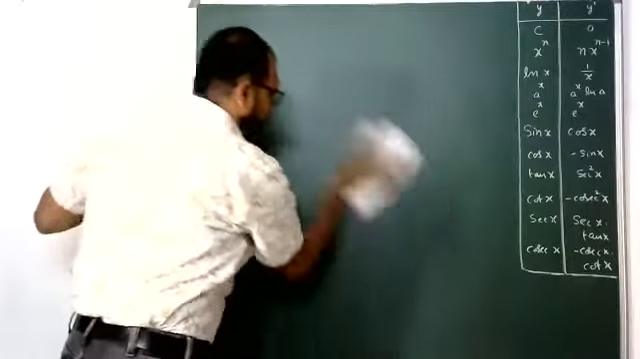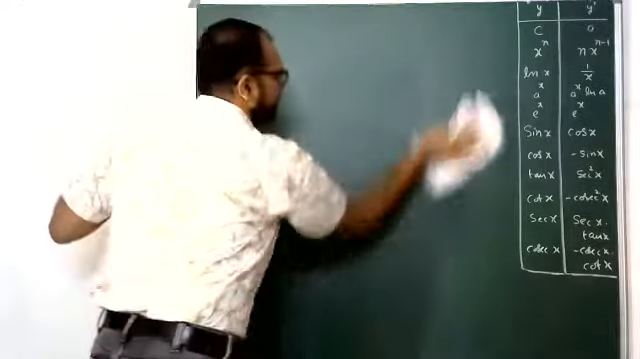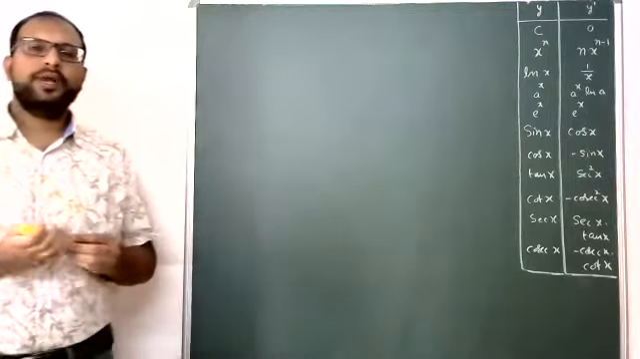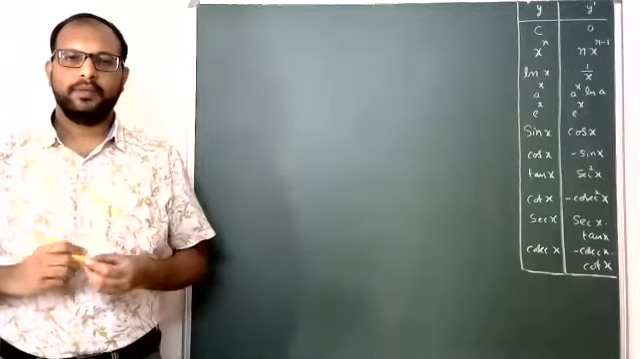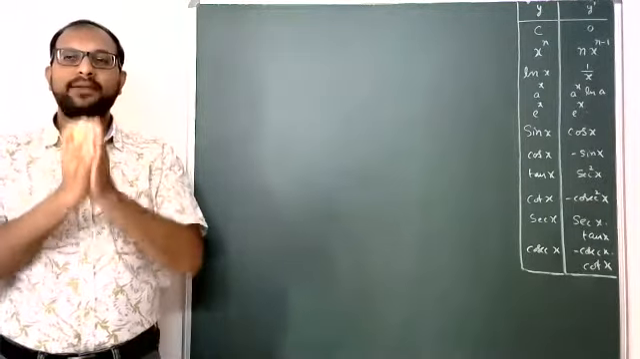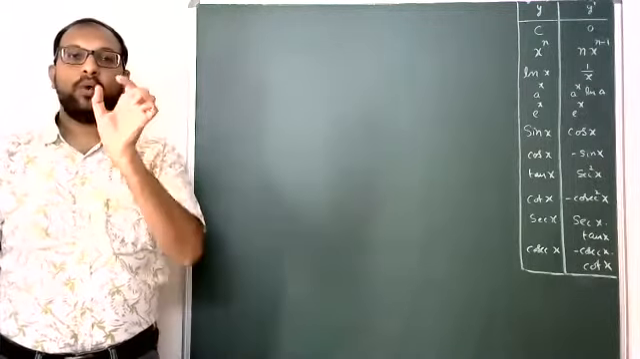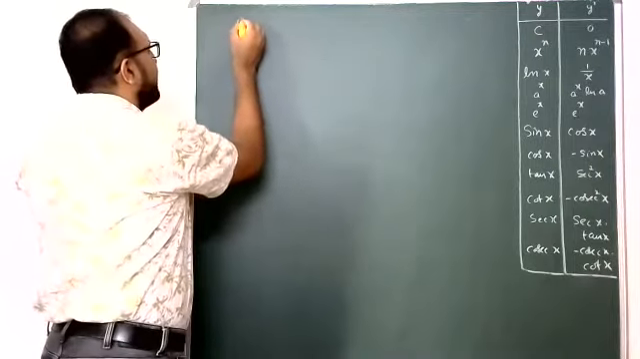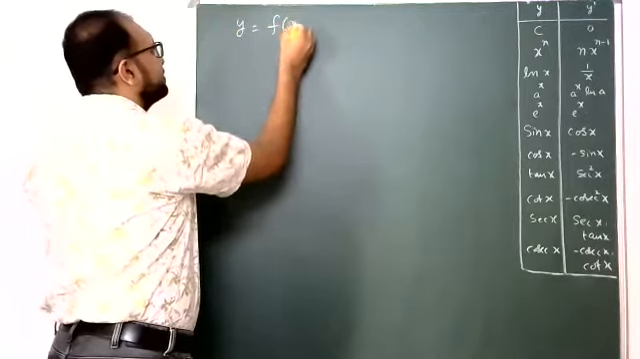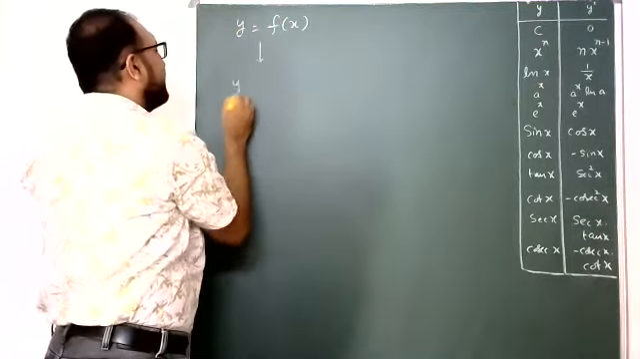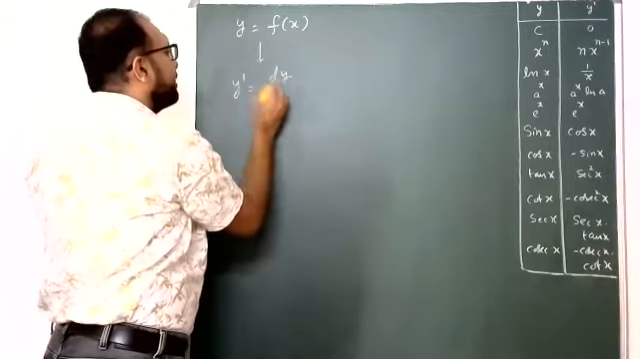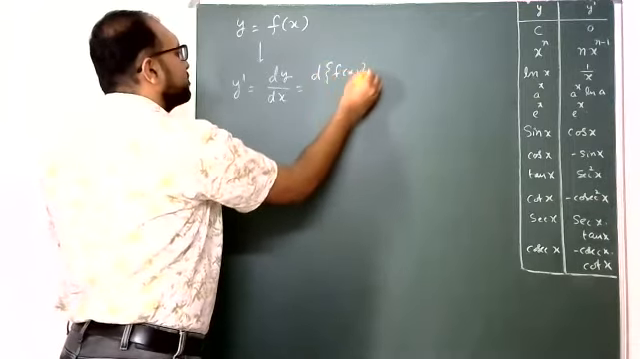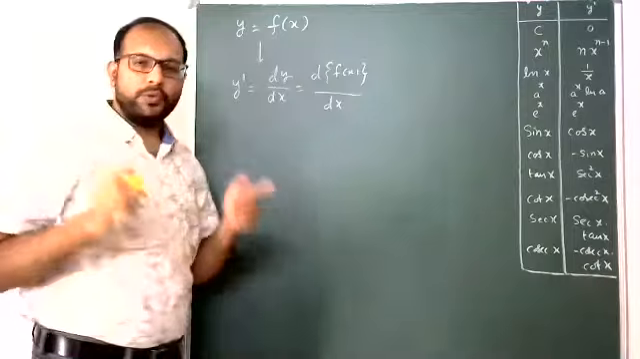This is another rule. Next rule. Students, up to now, only one time differentiation is completed. Y equal to f of x, y prime, that is dy by dx, is the derivative of f of x with respect to x.